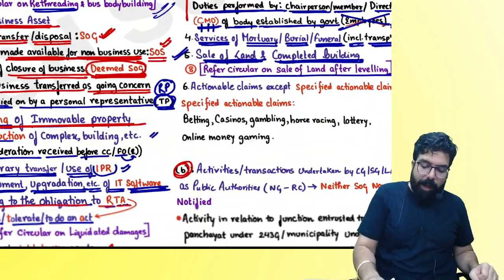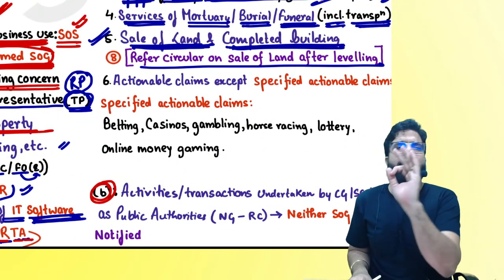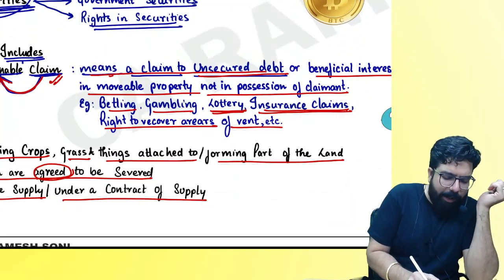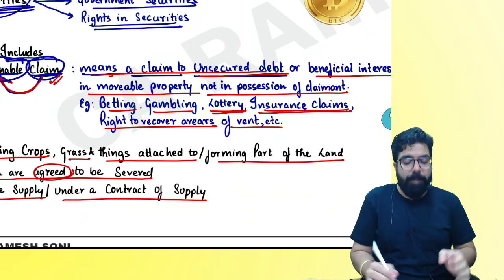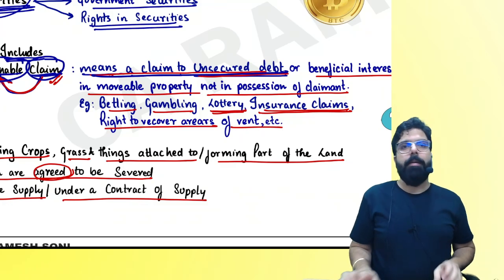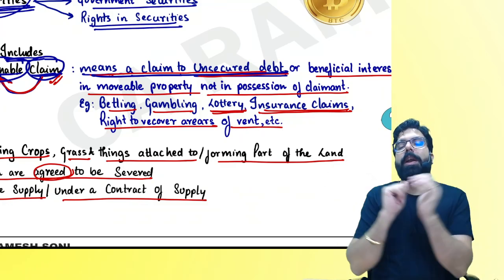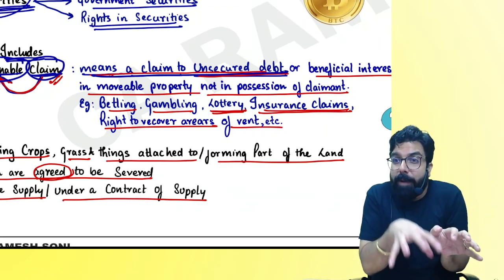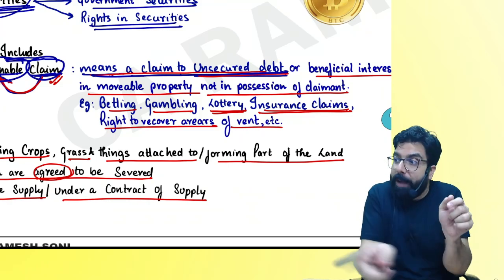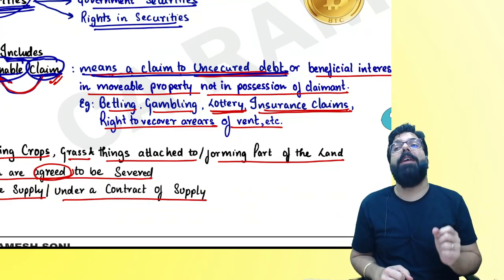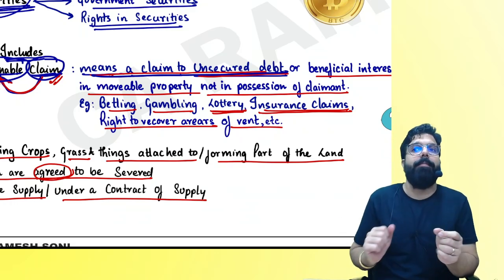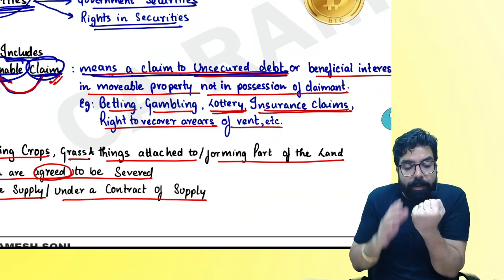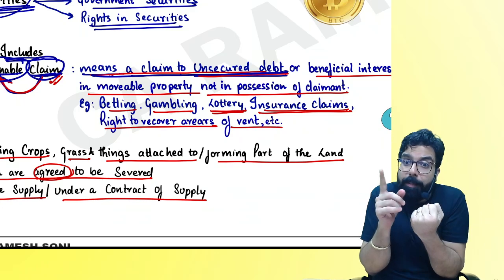Can you tell me now the last service? Okay, people, what are actionable claims? Listen. Actionable claim means an unsecured debt. Unsecured debt means, for example, I have to receive money from my debtors. Do I have their property with me, that if they don't pay, I can sell it? No. So whenever it's an unsecured debt, I have a right to receive the debt. That right to receive is what an actionable claim is.